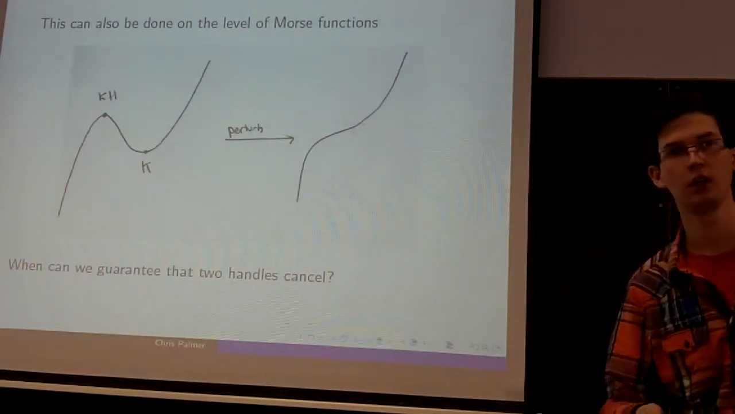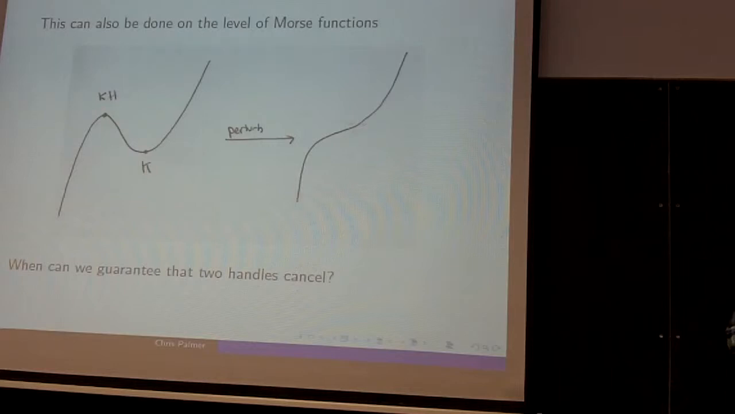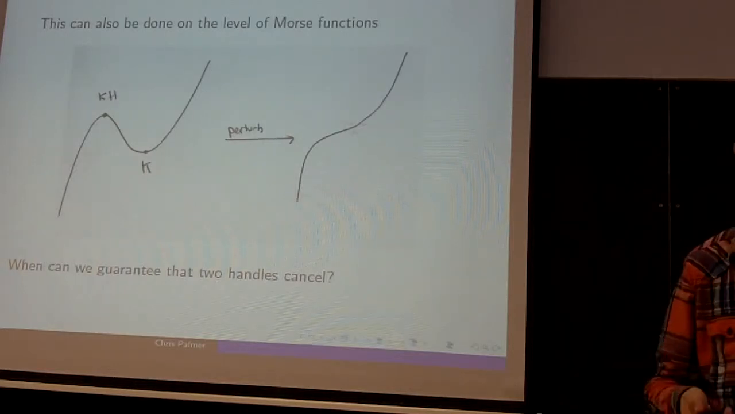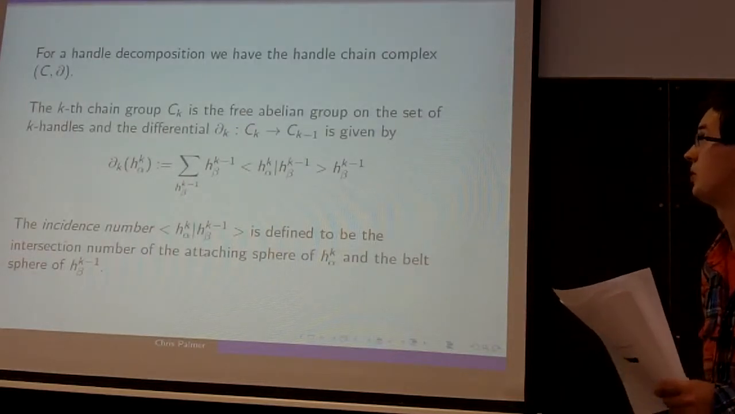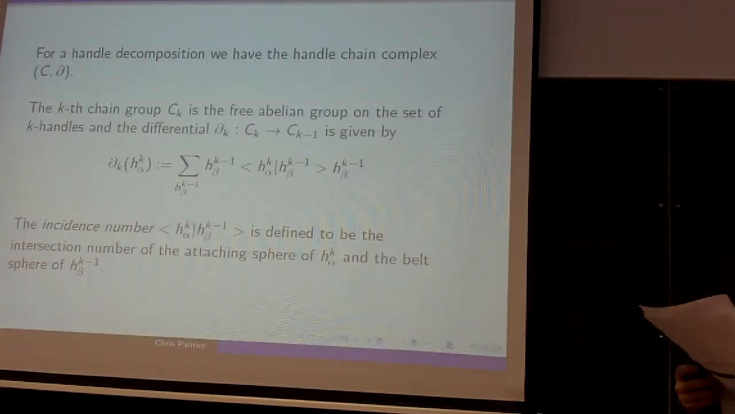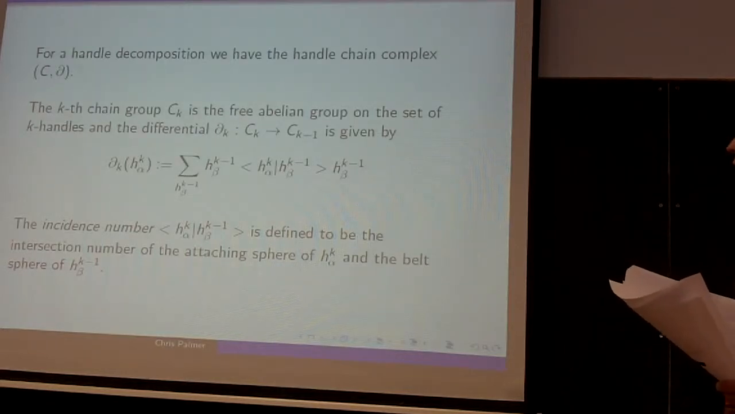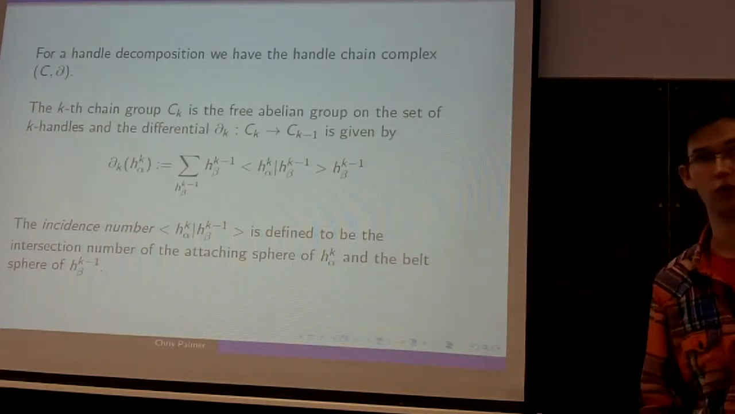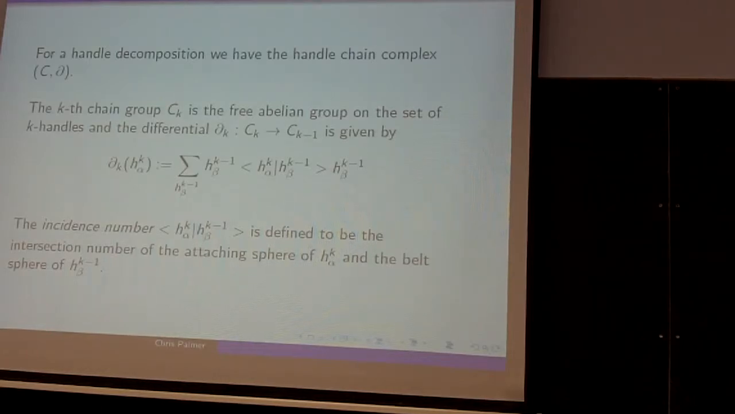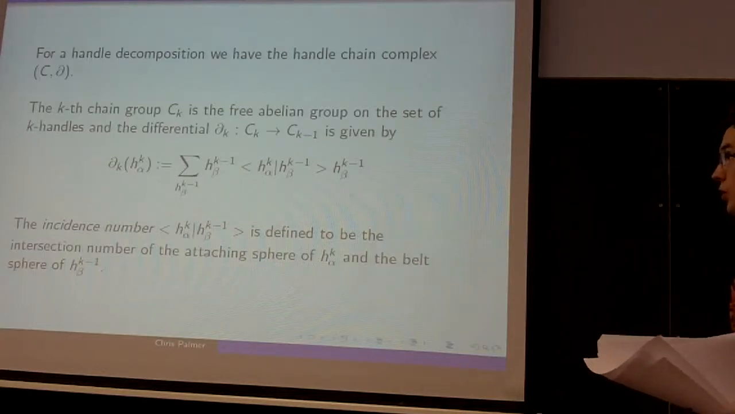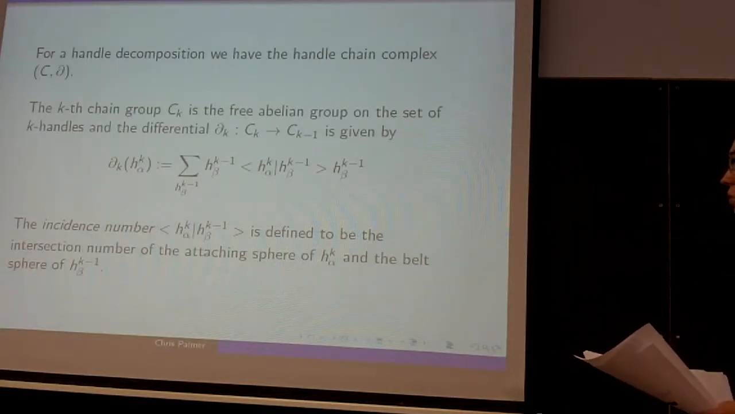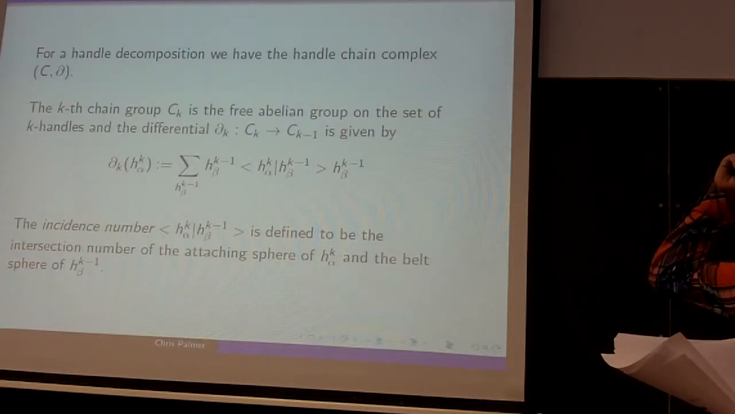So the question is, can we give some necessary and sufficient condition under which two handles can cancel? And the answer is yes. For this, we need to return to the handle chain complex. Recall that the handle chain complex is defined as follows. You have your handle decomposition of your cobordism. The kth chain group is defined to be the free abelian group generated by the k handles, and the differential from the group of k chains to the group of k-1 chains is defined as follows.